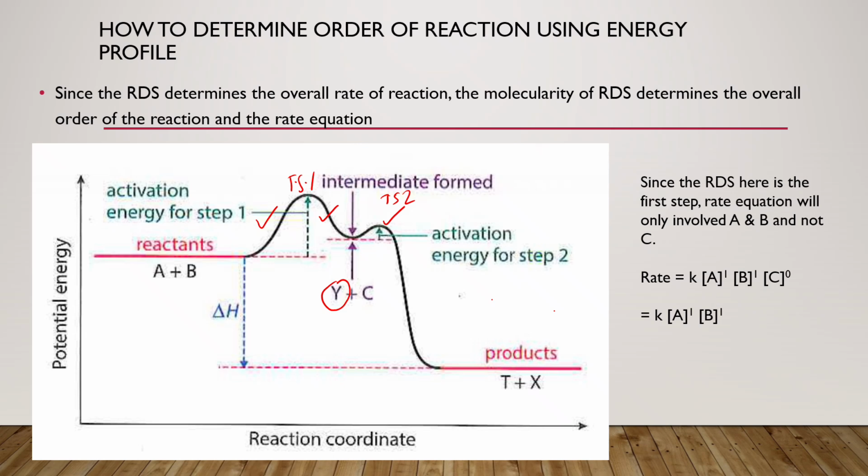So in this specific hypothetical reaction, it's only the reactants A and B which are involved in the rate determining step. And since there is only one molecule of A and one molecule of B involved, therefore the molecularity is 2 for this elementary step. So when we write the rate law, we say that the order of the reaction with respect to A is 1 simply because there is only one of A involved in the rate determining step.